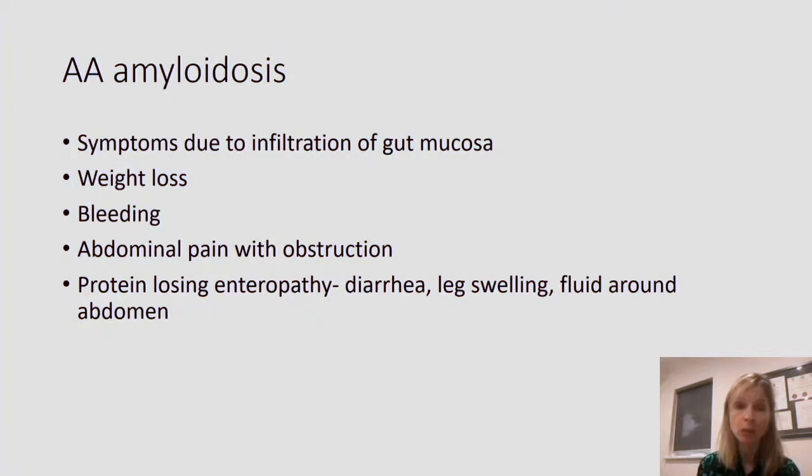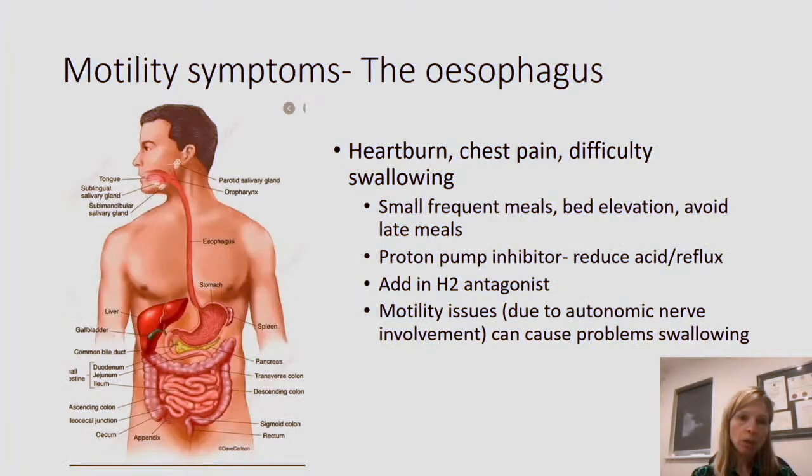It's a very typical clinical presentation of not only profound diarrhea and malnutrition in certain vitamins, in particular fat-soluble vitamins, but also significant leg swelling and fluid around the abdomen or lungs. So looking at some of these motility problems and focusing initially really by structure, so when it comes to motility.